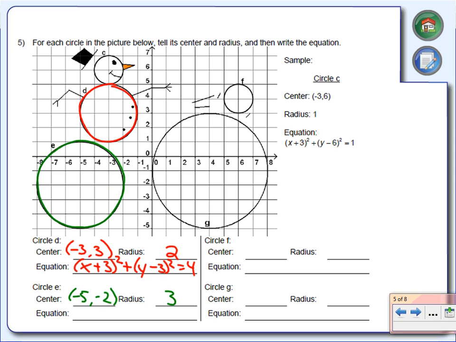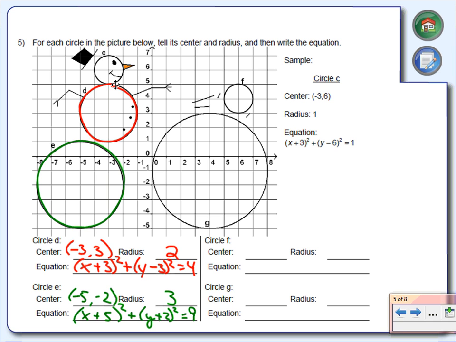Now that we know those two things, let's write the equation. And that equation is going to be x plus 5 squared plus y plus 2 squared is equal to a what? 9. Again, notice how I'm changing the signs. The center was negative 5, negative 2, but when I wrote my equation, I used a positive 5 and a positive 2. Don't forget about changing your sign.